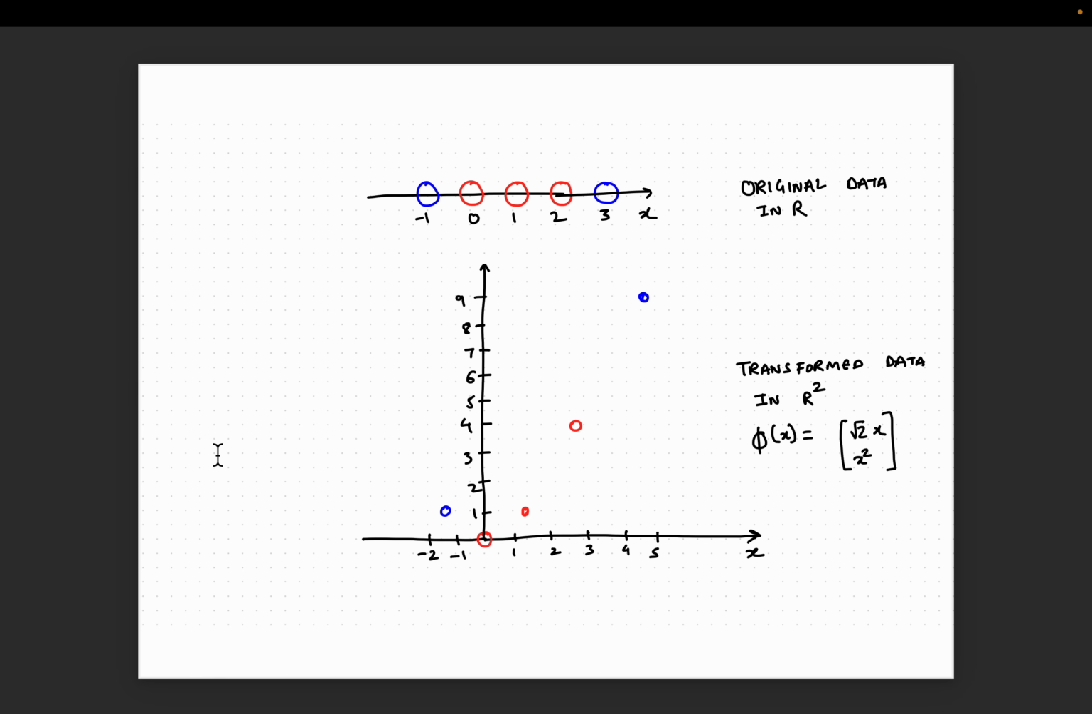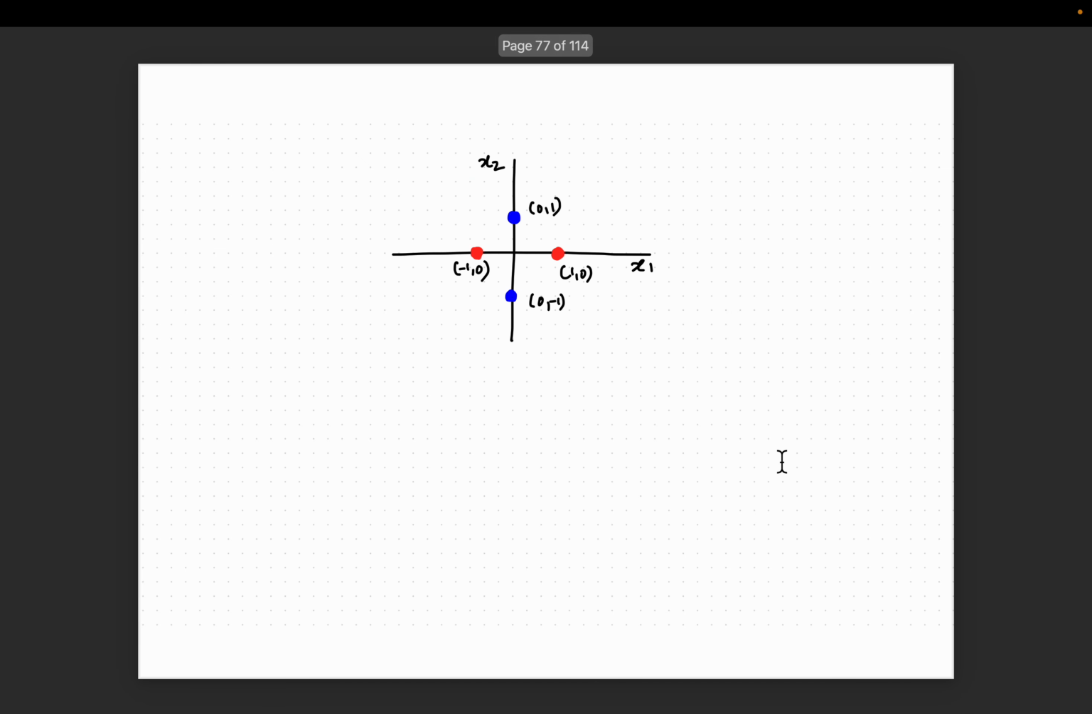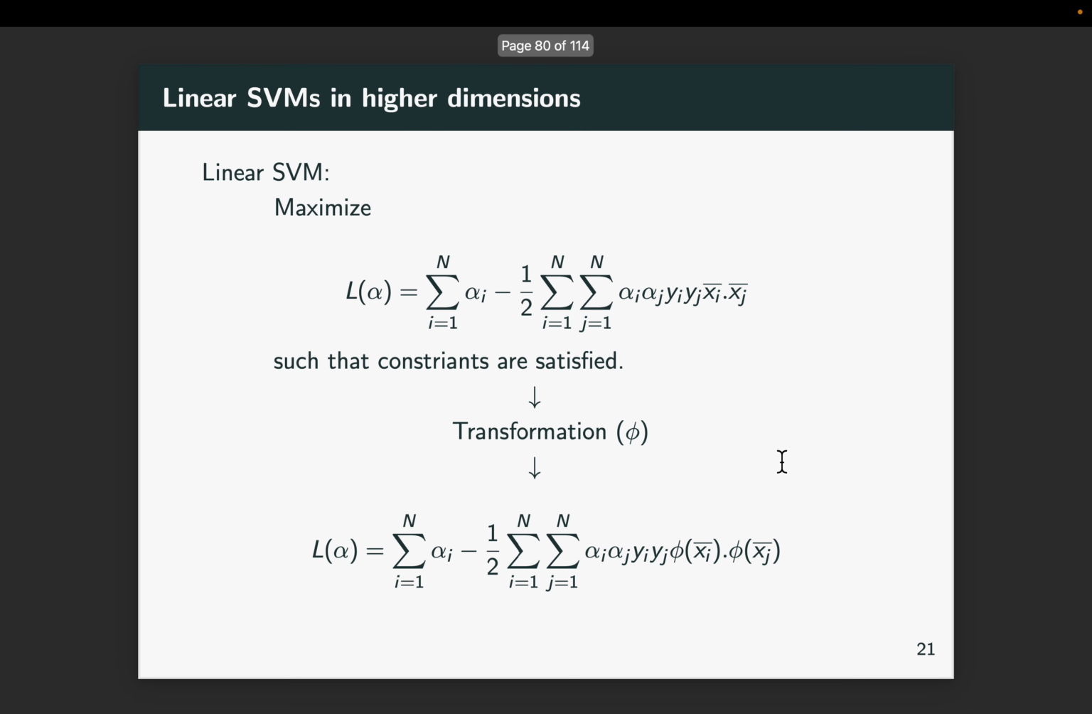We then also looked at a very specific example here. The original data in R looked like this and in R2 looked like this, where we do a transformation phi of x, which is (root 2 x, x squared). And then this becomes our decision boundary. We will look at this example again in a few minutes, why we chose this weird looking root 2 x and x square term. We also looked at this example in the previous lecture, and this is about the point where we stopped.